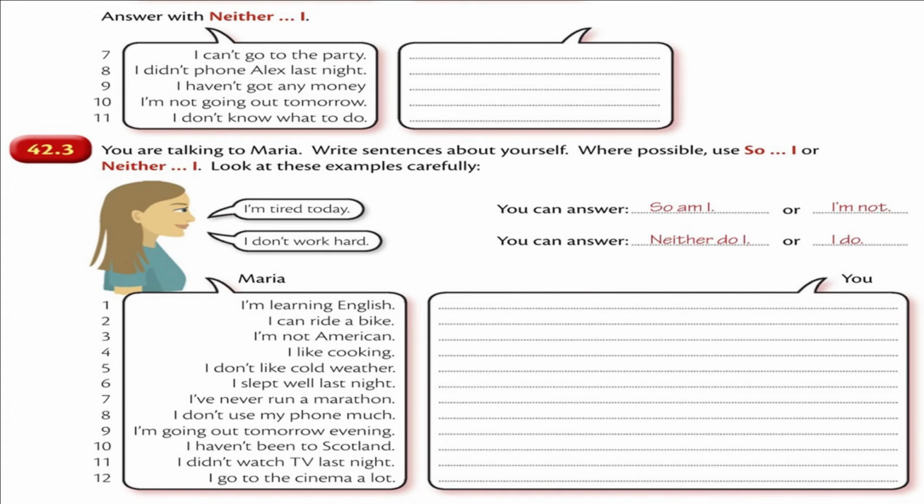In the second part, answer with neither I. Number 7. I can't go to the party. Neither can I. Number 8. I didn't phone Alex last night. Neither did I. Number 9. I haven't got any money. Neither have I. Number 10. I am not going out tomorrow.